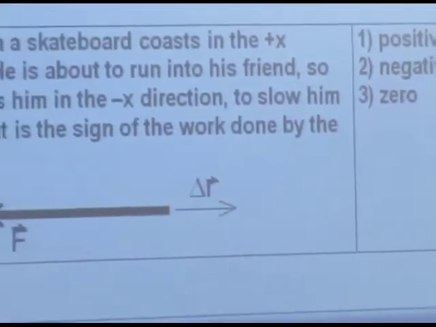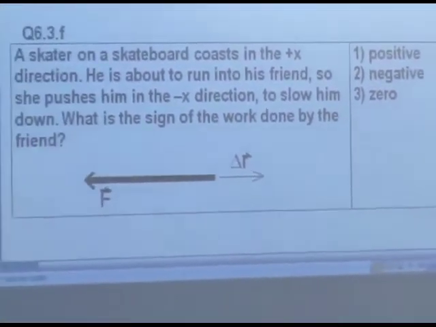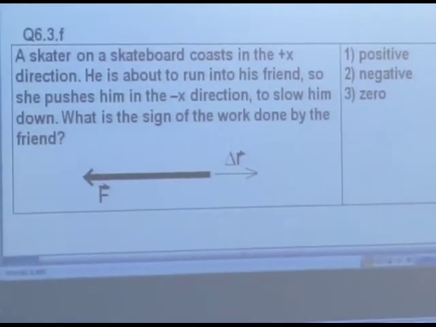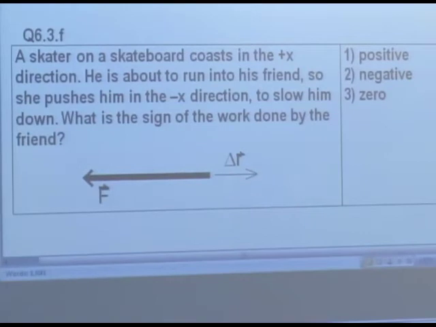Last one. Your skater on a skateboard is coasting in the plus x direction. His friend doesn't want him to run over her, so she pushes in the minus x direction.